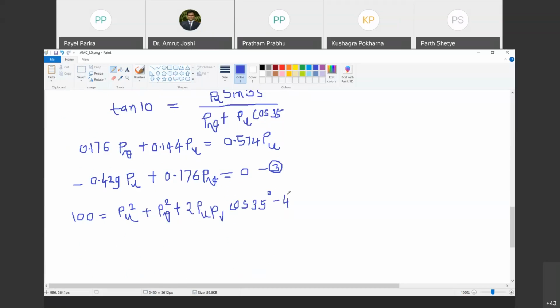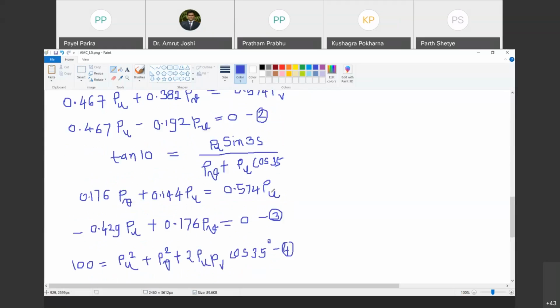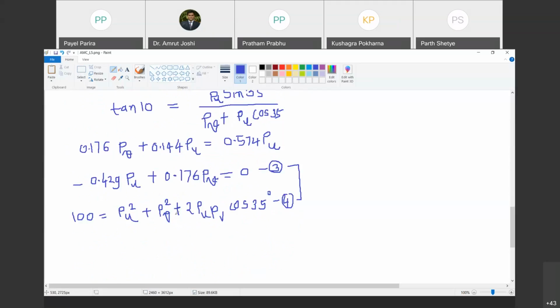अब आपको क्या करना है मैं बताता हूं. Writing down only equations of both the angles will not work. So you have to use either of 2 and 3 and 4 to solve for PU and PV. So let us use 3 and 4. तो अब क्या करना पड़ेगा? If I use equation number 3, what do I get? PV, जरा देखो, PV is equal to 0.429 divided by 0.176 PU. Do you agree with me?